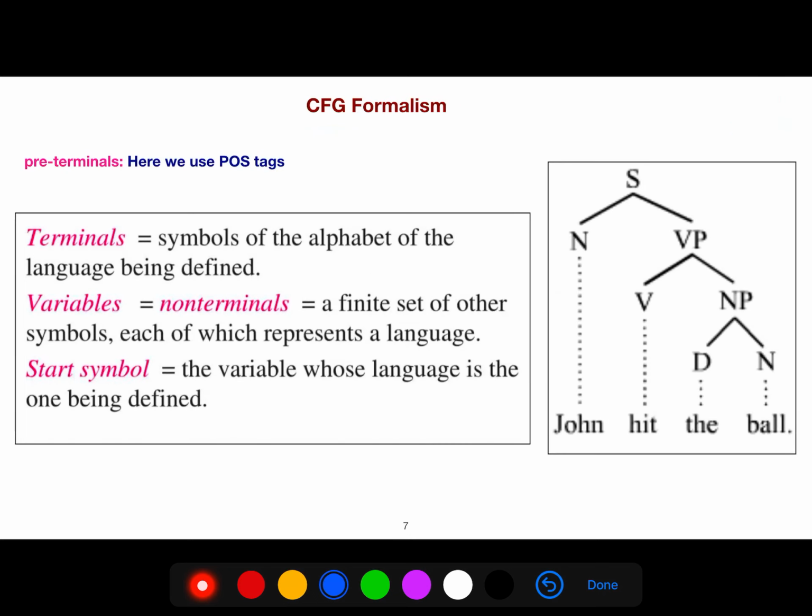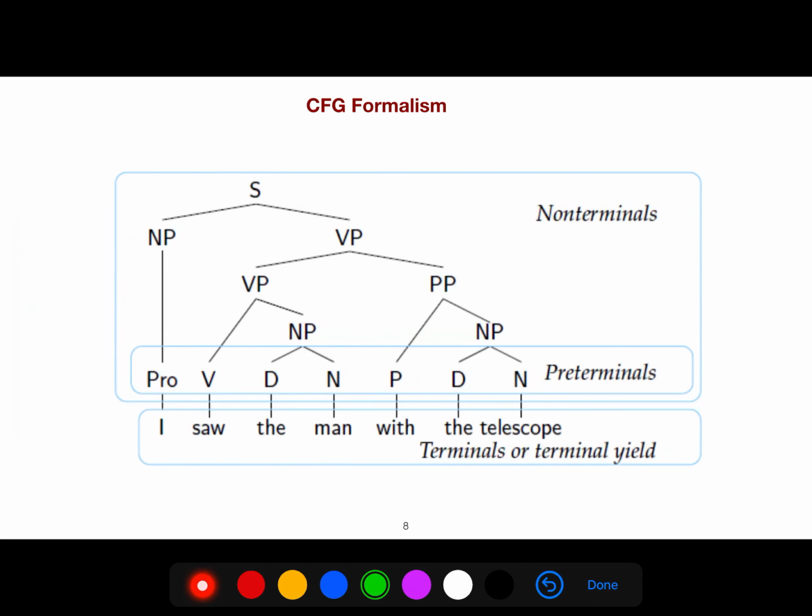So the CFG formalism, as I said, you have some terminals, then you have some pre-terminals, and then you have these green non-terminals. And you always start from the S symbol, which is the start symbol. So that's the beginning of everything. The pre-terminals are this part, and the terminals are just the words in your vocabulary.